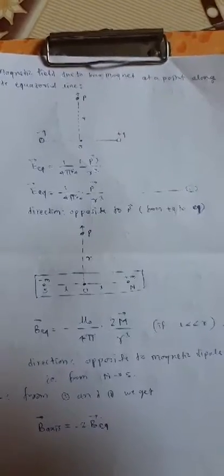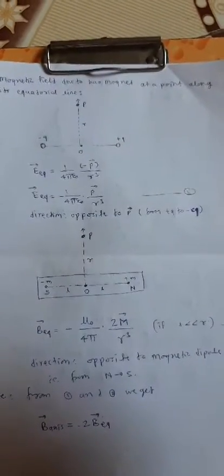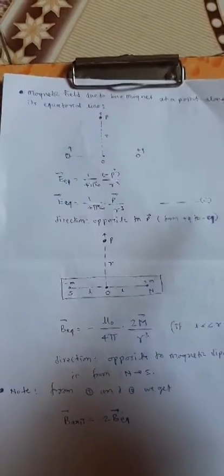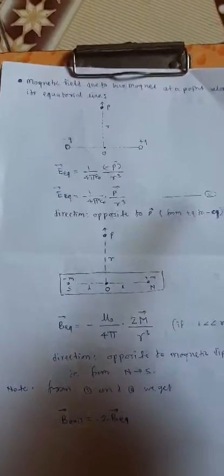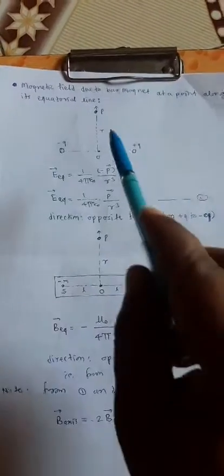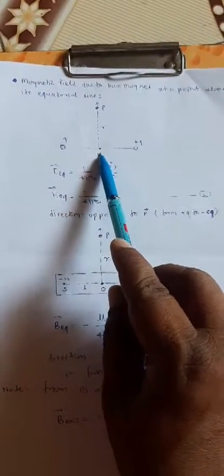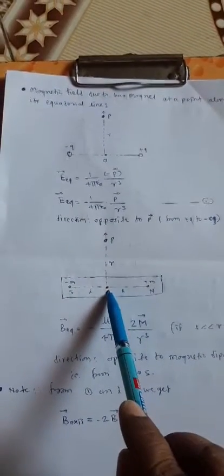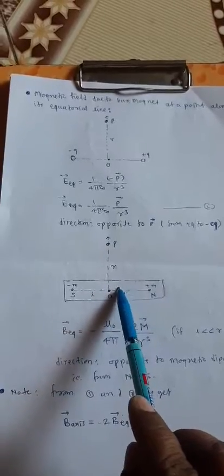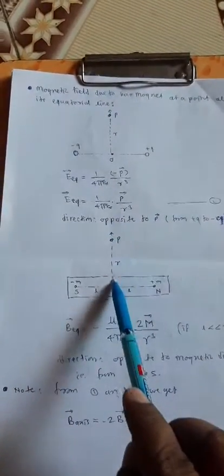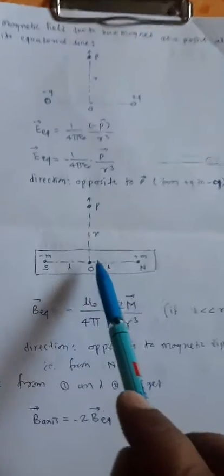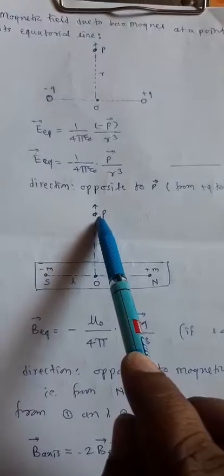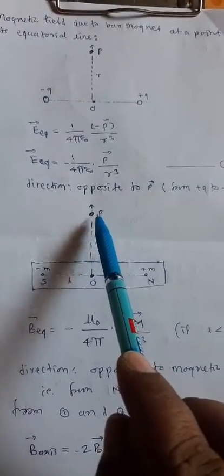In this video, we have to write the expression for magnetic field due to a magnet at a point along its own equatorial line. What is the equatorial line? It is the line passing through the center of the magnet, perpendicular to its axis. It is known as the equatorial line. And here we have to determine the expression for magnetic field at point P, which is situated on the equatorial line.